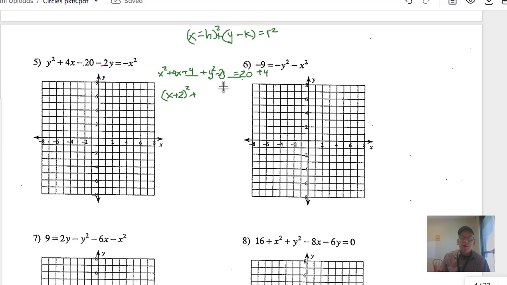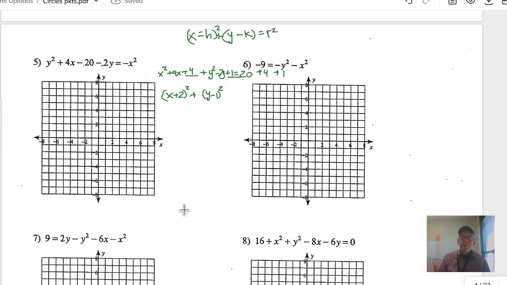Do the same thing for the y part. We've got a minus 2y in the center. Half of minus 2 is minus 1. So this is going to be y minus 1 squared. But for this part here, if I square minus 1, I get a plus 1. So I made this into a perfect square trinomial that factors into y minus 1 times y minus 1.